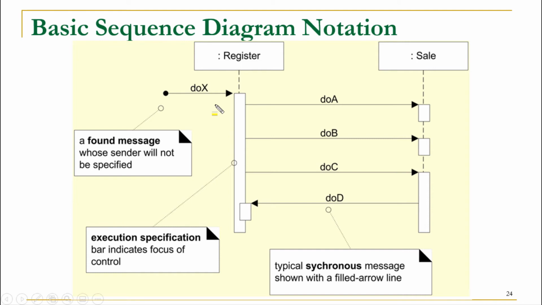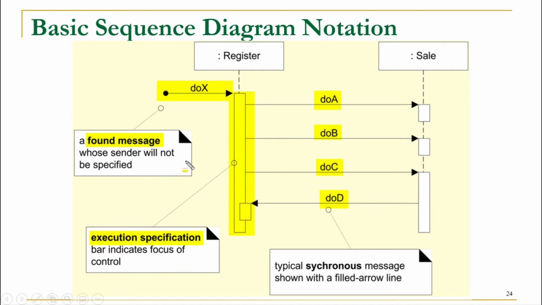For further understanding of the sequence diagram notation, let's have a look at this example where I'm calling or passing a doX message, and this message is usually called a found message. What happens is that the sender of this message is not specified. So here you can see that we do not know the sender of doX, which is in contrast to the sender of do A, do B, do C, and do D. Similarly, this solid bar here represents the scope of doX. So when you call doX, the scope stays there until this solid line continues. In other words, you can say this is an execution specification. So this execution specification bar indicates the focus of control.